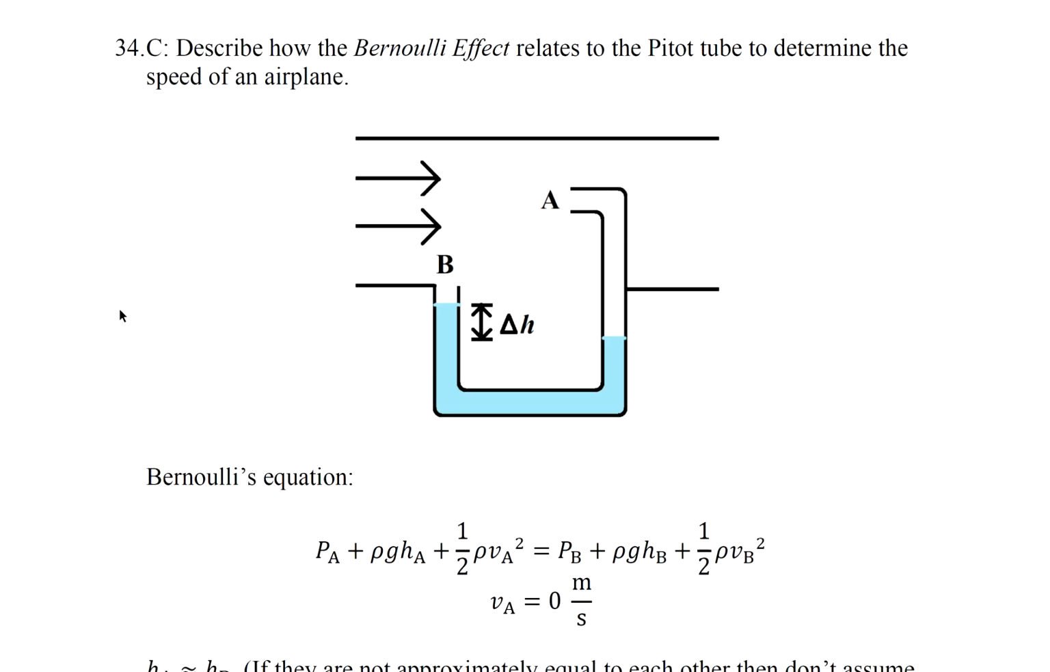Question 34. Describe how the Bernoulli effect relates to the pitot tube to determine the speed of an airplane. So you have wind, you have air moving to the right. This air goes through this tube, down A, and it pushes this fluid down. And if we could determine delta H, we could find the speed of the plane.